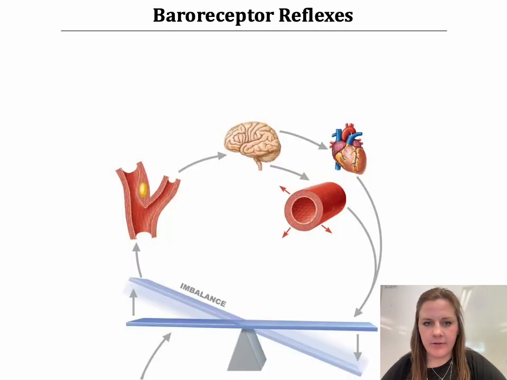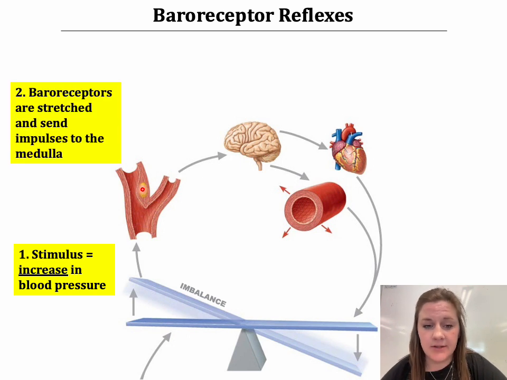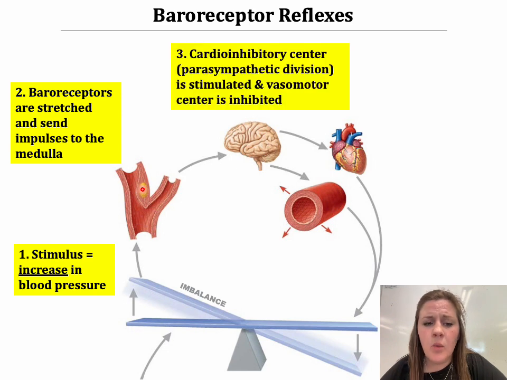Now we're going to take a look at how this baroreceptor reflex works when we have an increase in blood pressure. That would be the stimulus here. More pressure, more flow, is going to stretch those baroreceptors within the artery. That creates a stimulus. Those sensory receptors become activated and send that information to the medulla. The medulla picks up on it, being told there's too much pressure, I'm really being stretched, there's too much blood in there.